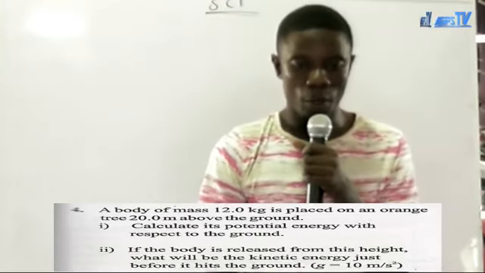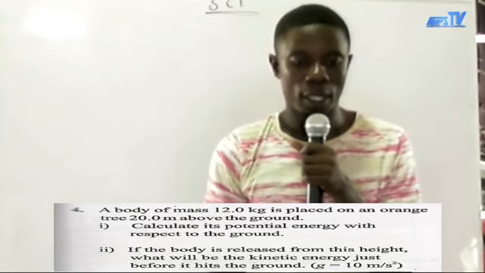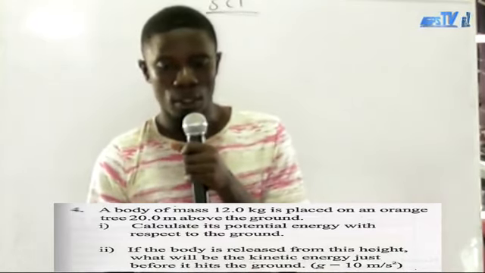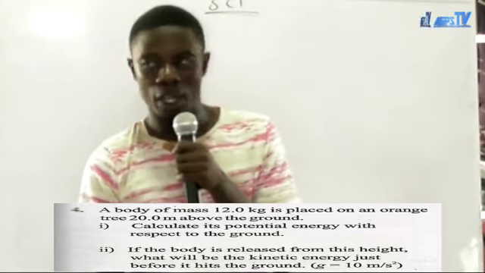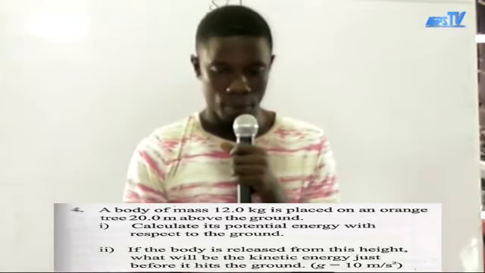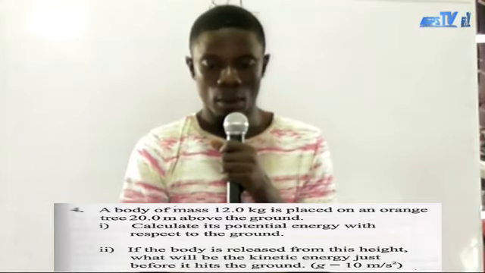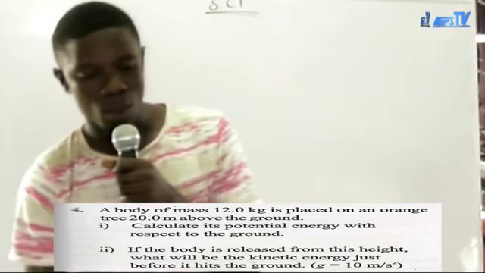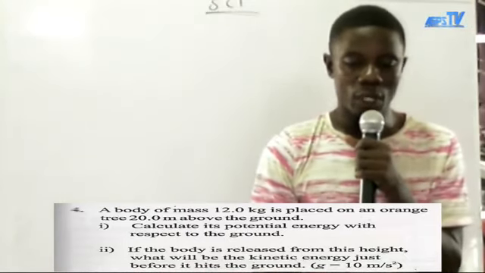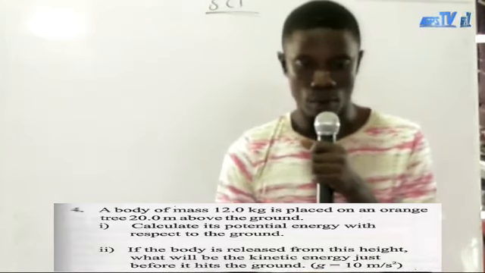Now, a body of mass 12.0 kg is placed on an orange tree 20 meters above the ground. (i) Calculate its potential energy with respect to the ground. (ii) If the body is released from this height, what will be the kinetic energy just before it hits the ground? g is equal to 10 meters per second squared. This is a very technical question. If you don't understand the question well, you get it wrong. So I want you to pay attention to what I'm going to write on the board.